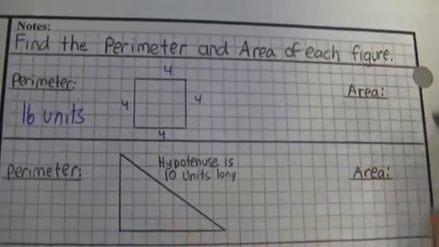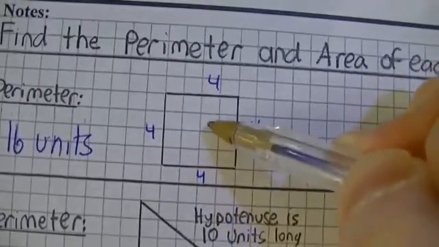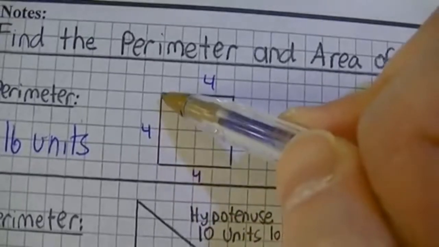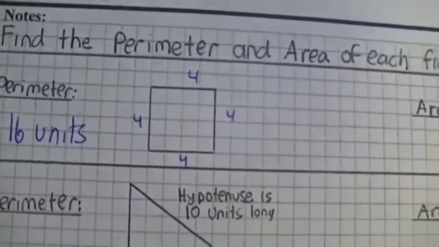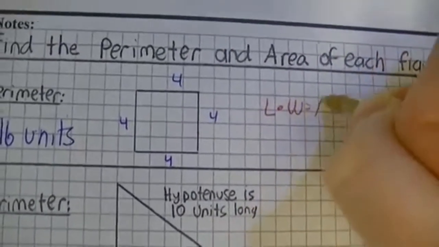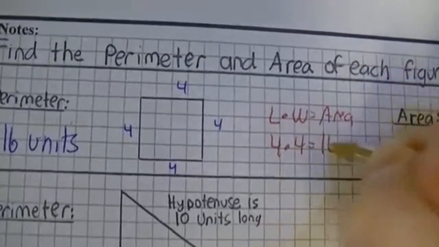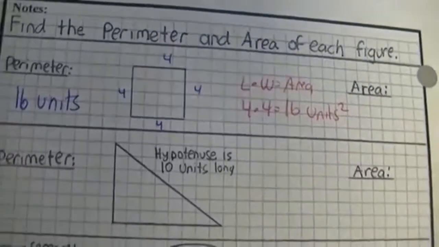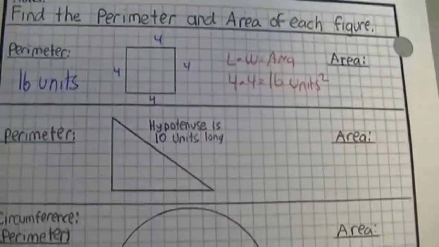Okay. For the area, you can count up the boxes. 1, 2, 3, 4, 5, 6, 7, 8, 9, 10, 11, 12, 13, 14, 15, 16. Or you can go, well, there's 4 going here, and then there's 4 going there. So 4 times 4 is 16. So you can basically go length times width to get the area of this square. And you go 4 times 4 to get 16 units squared, or 16 square units. Notice it's not labeled centimeters or inches or anything, so that's why we just call it units.